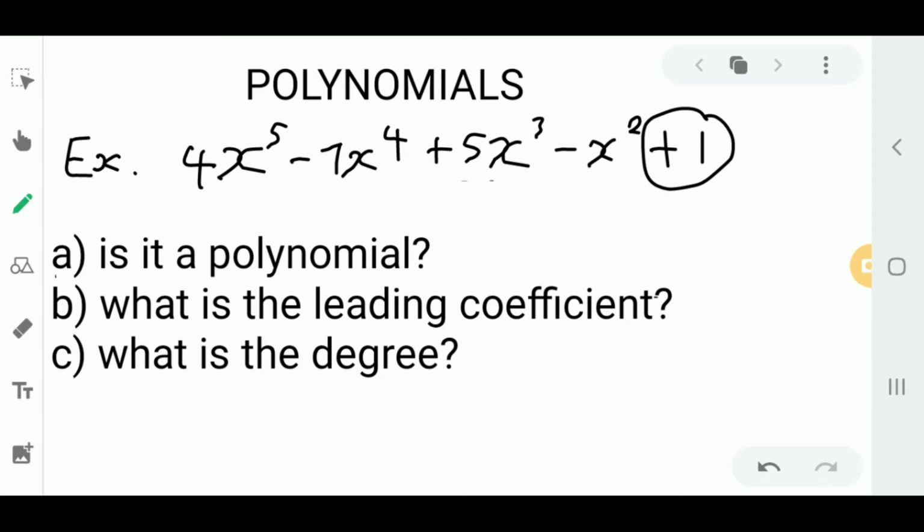Part B says, what is the leading coefficient? So the leading coefficient is the coefficient that is attached to the highest power of x here. The highest power of x here is 5. That means the leading coefficient is 4. Then it says, what is the degree? Now the degree of the polynomial is the highest power of x that is there, and the highest power of x that is there is 5. So the degree is 5.